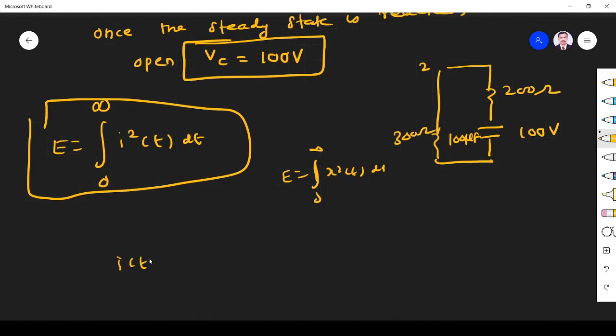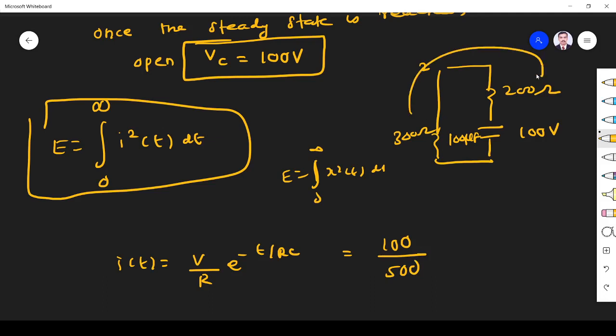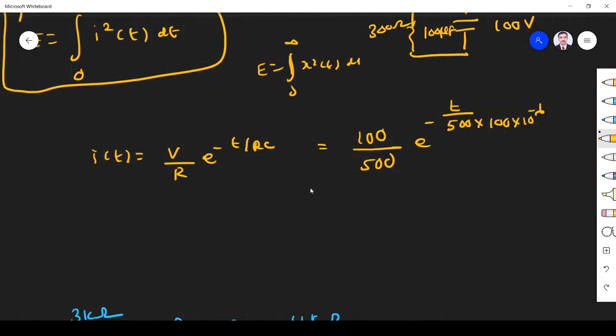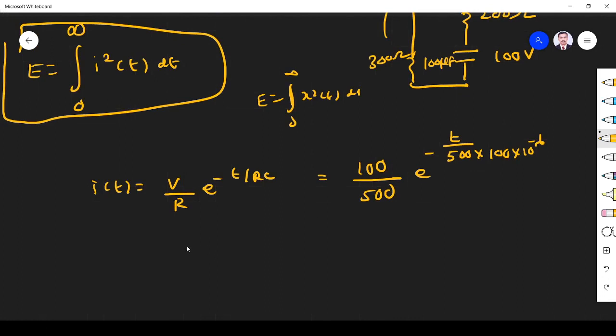What is my I? I of t is nothing but V by R e power minus t by RC. That we know. Current through the RC circuit. V is 100 volt. Initial voltage is 100. R is total resistance 500. This is 300 plus 200. e power minus t by RC. R is 500 into C 100 into 10 power minus 6. So if you simplify, what you get is 100 by 500.